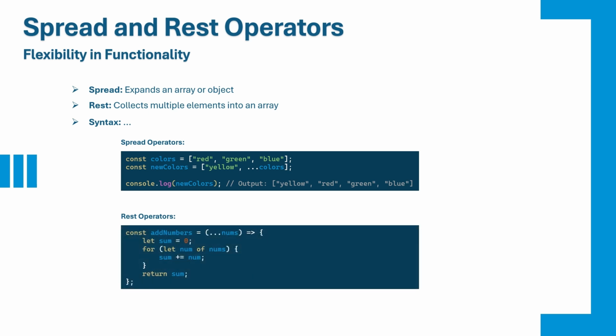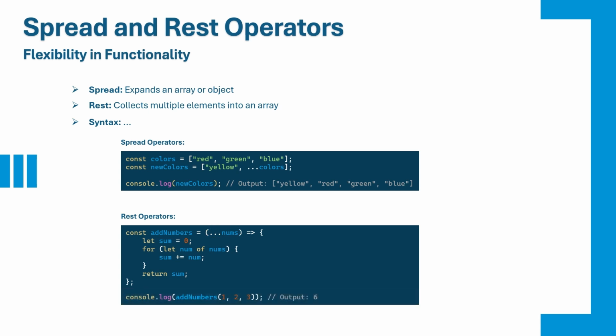In the addNumbers function, we use the rest operator to gather multiple numbers into an array to sum up, making the function flexible with any number of inputs. When the function is called with arguments 1, 2, 3, the rest operator gathers these arguments into an array of elements 1, 2, and 3. Inside the function, we loop through each number in the array and add it to sum, which results in 6 when printed.